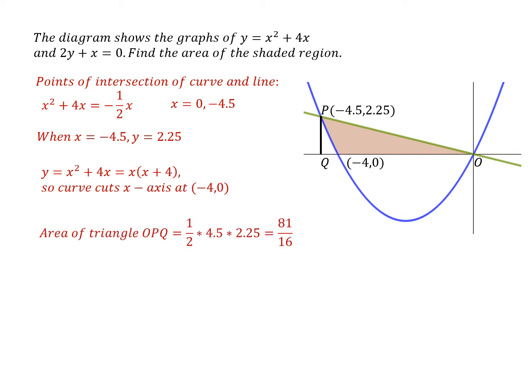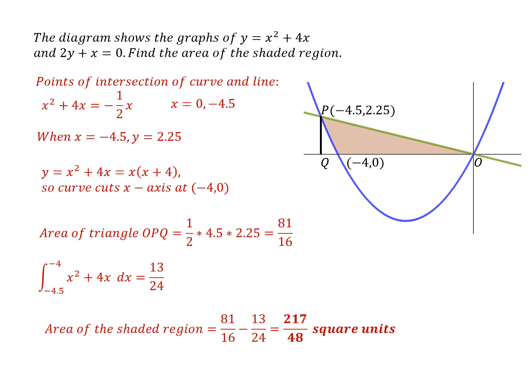So I can now find the area of this triangle OPQ, and a half times the base times the height gives me 81 over 16. And then find the area of this little section here, which is the integral from minus 4.5 to minus 4 of the quadratic, which gives me 13 over 24. And then the area of the shaded region is 81 over 16 minus 13 over 24, 217 over 48 square units. So that's the way I've answered it.